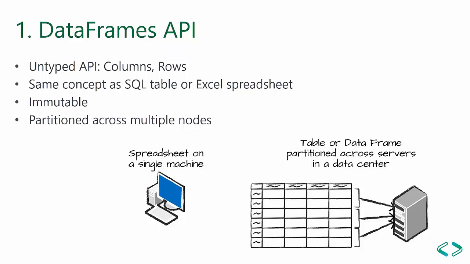Now the DataFrame API is basically an untyped API, which means that you have rows and columns inside the data frame. If you're coming from a database background, it's the same concept as a SQL table or an Excel spreadsheet. A spreadsheet or SQL table is on a single machine, but with a data frame, you can think of your spreadsheet as divided among multiple nodes. That concept is called partition. So your data is partitioned among multiple nodes.